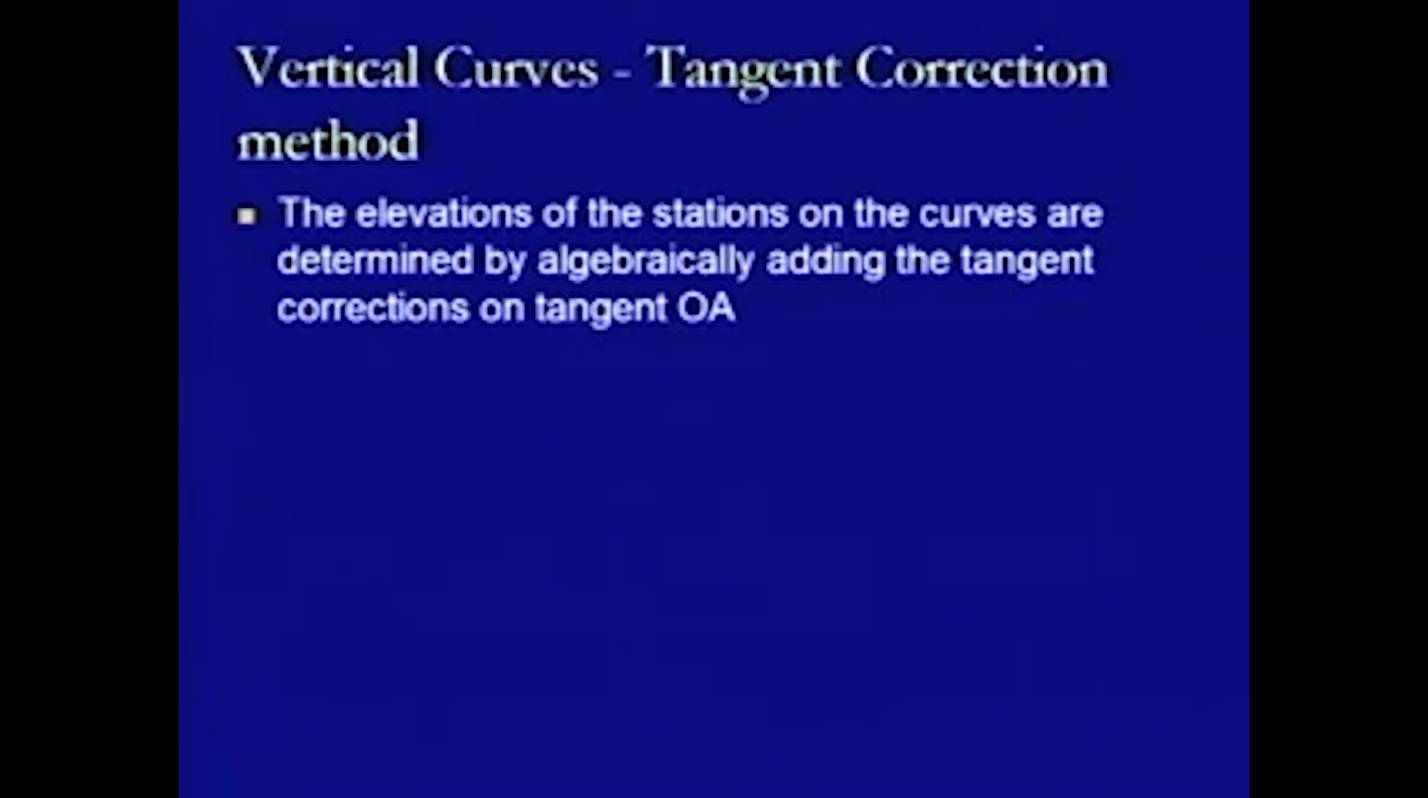The elevations of the stations on the curves are determined by algebraically adding the tangent corrections on tangent OA. So this is how the elevations of the stations can be computed, and once we have got these elevations, then we can draw the curve in the field.